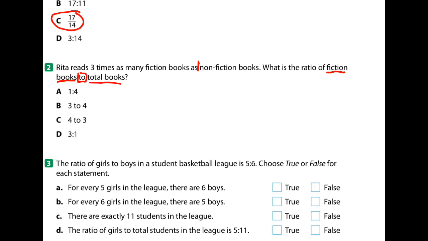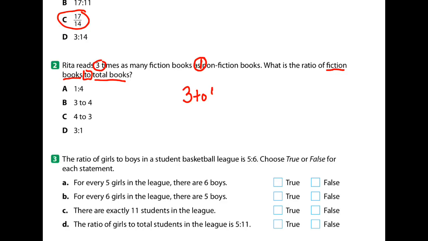So it says she reads 3 times as many fiction books. So that would be 3, right? Now to total books. Now remember, for total, you have to add up the 3 fiction books she reads with the 1 nonfiction book she reads. So your ratio should be 3 to 4, which is B. All right, that one's tricky because you had to know to put a 1 there. So if you had that one wrong, just learn from that one.